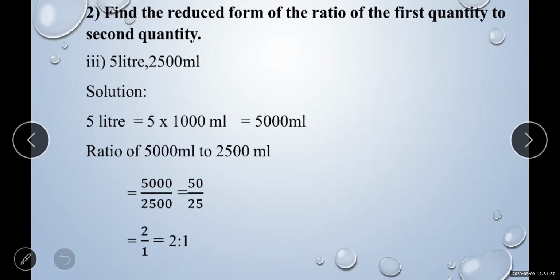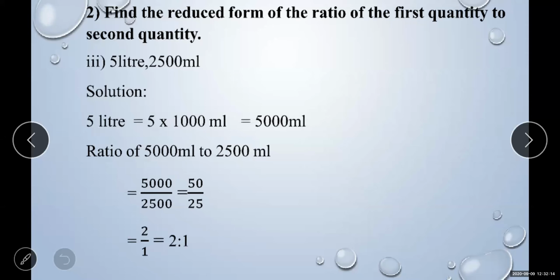Deleted portion from 4.1, what is that? It is from question number 2; questions 5 and 6 are deleted. Okay, so the deleted portion is already given to you, and you have to follow that. Next question is given: find the reduced form of the ratio of the first quantity to the second quantity.